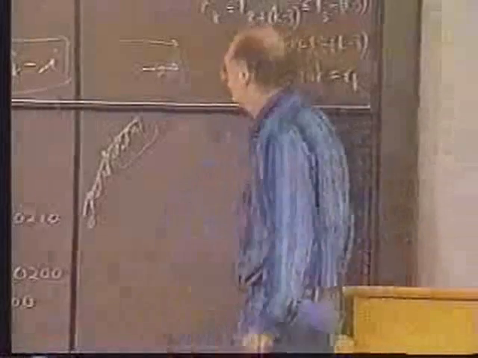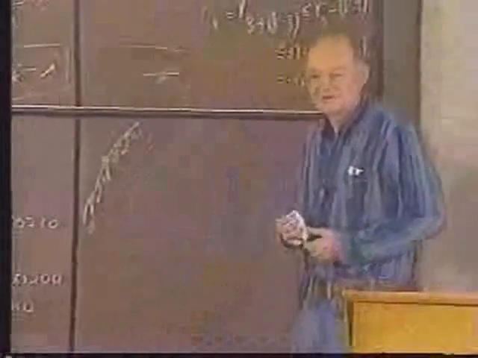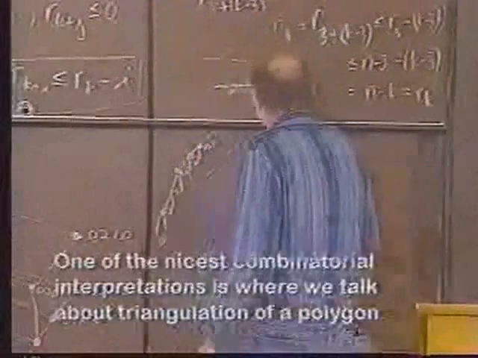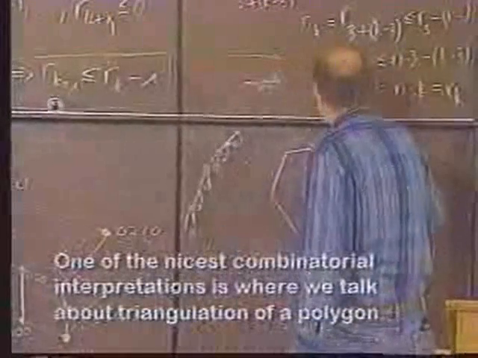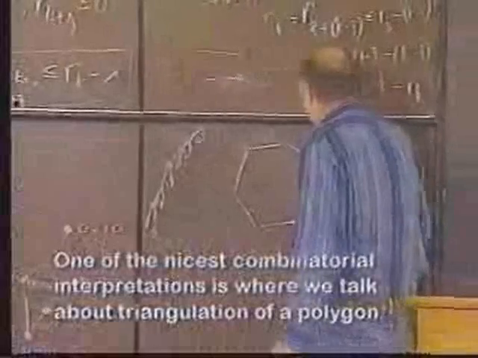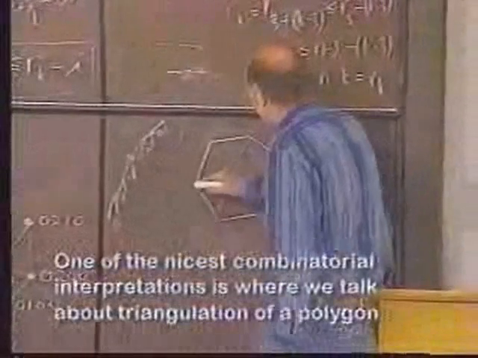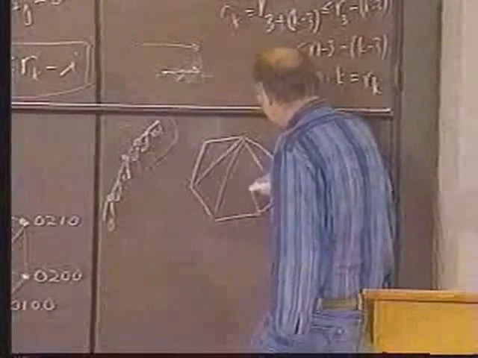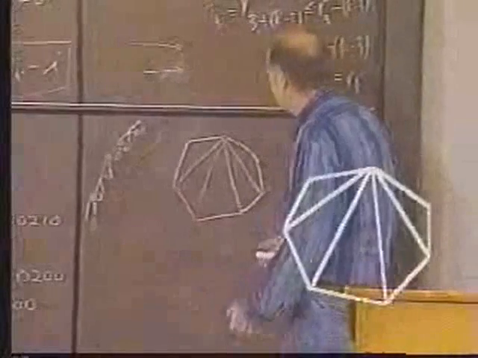When you put it in that combinatorial interpretation, one of the nicest is in terms of polygons, where we talk about triangulation of a polygon. This is one triangulation of a polygon.